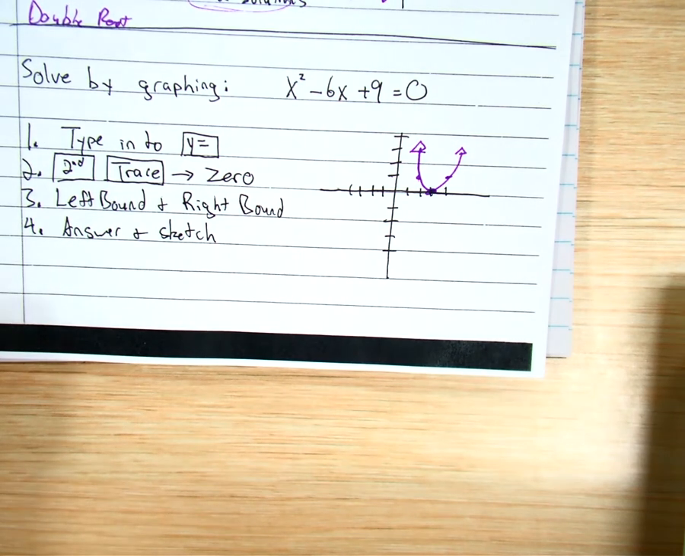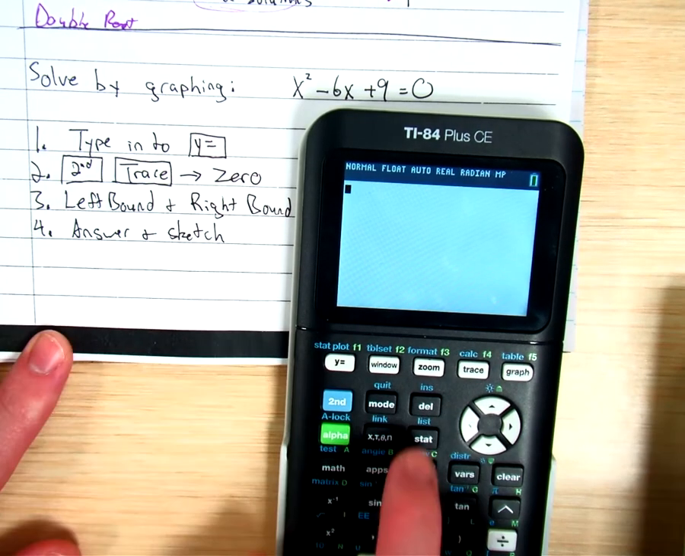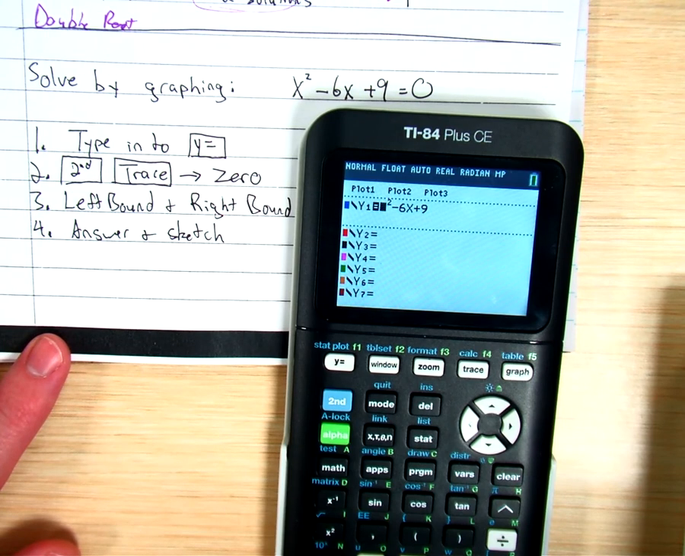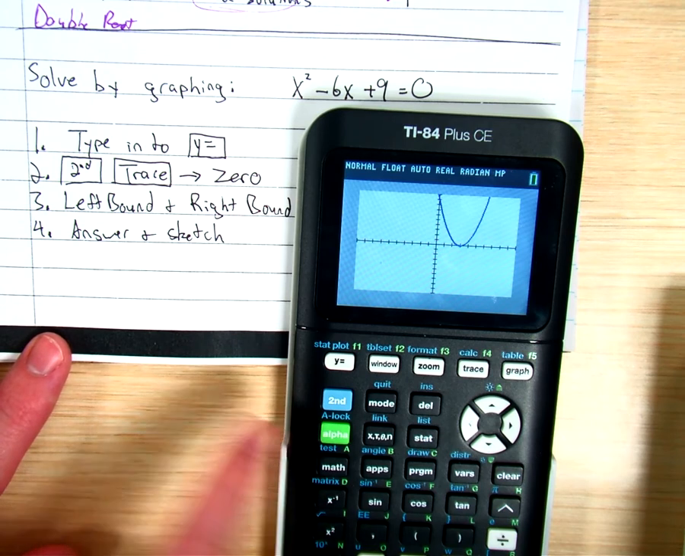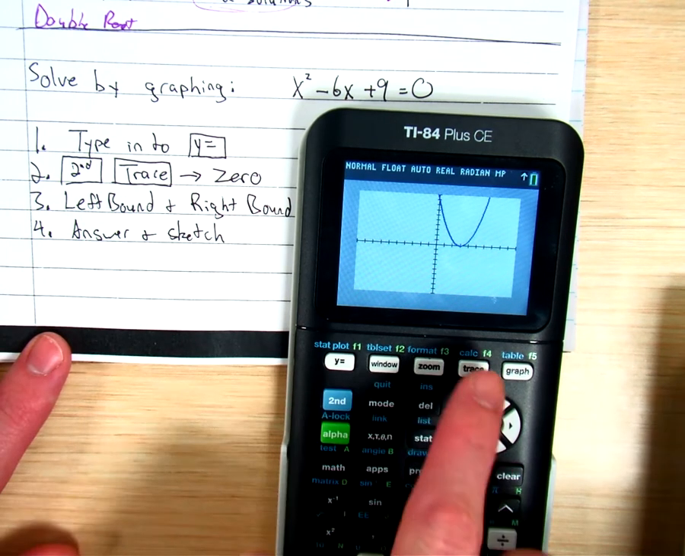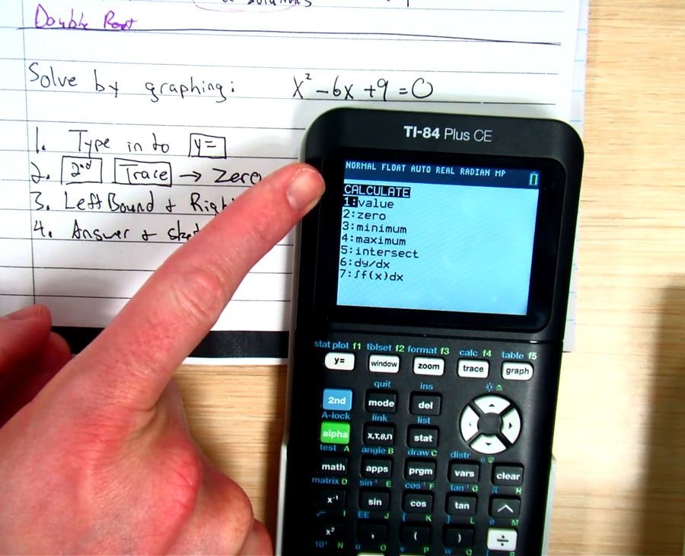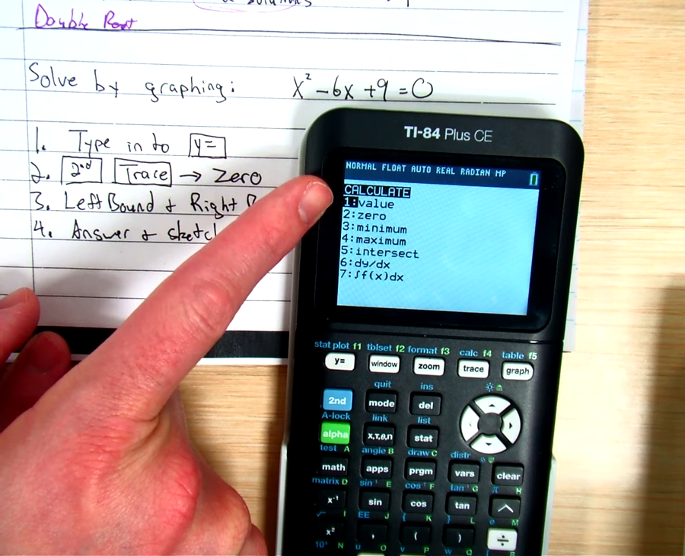All right, let's walk through that one more time. Y equals, type your equation in, x squared minus 6x plus 9 equals 0. Graph, take a look at it. Okay, second trace. This gets you to your calculate menu from the graph. All right, what do you want to calculate on the graph? And there's a lot of good stuff here.